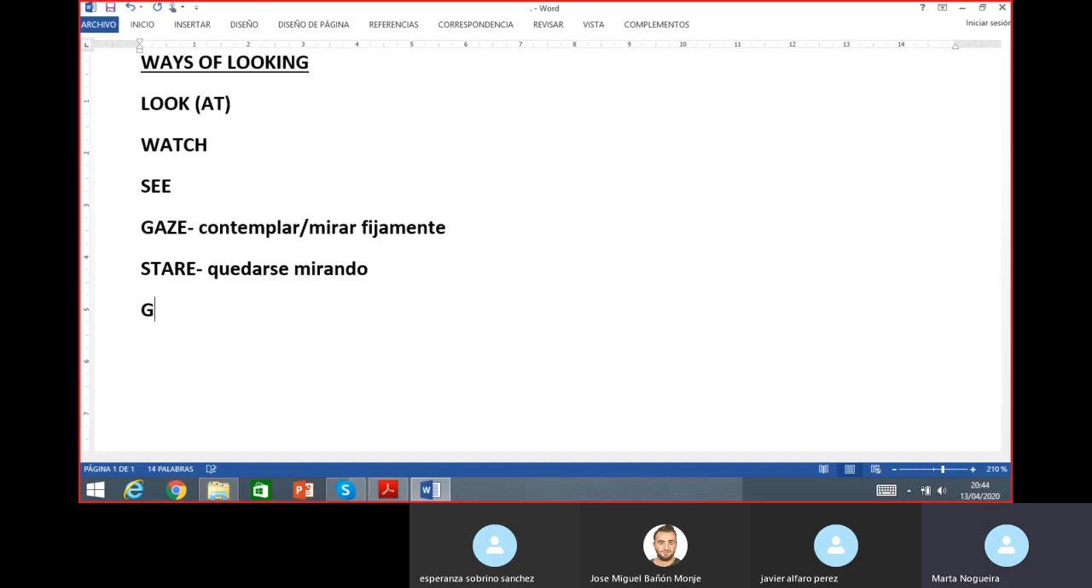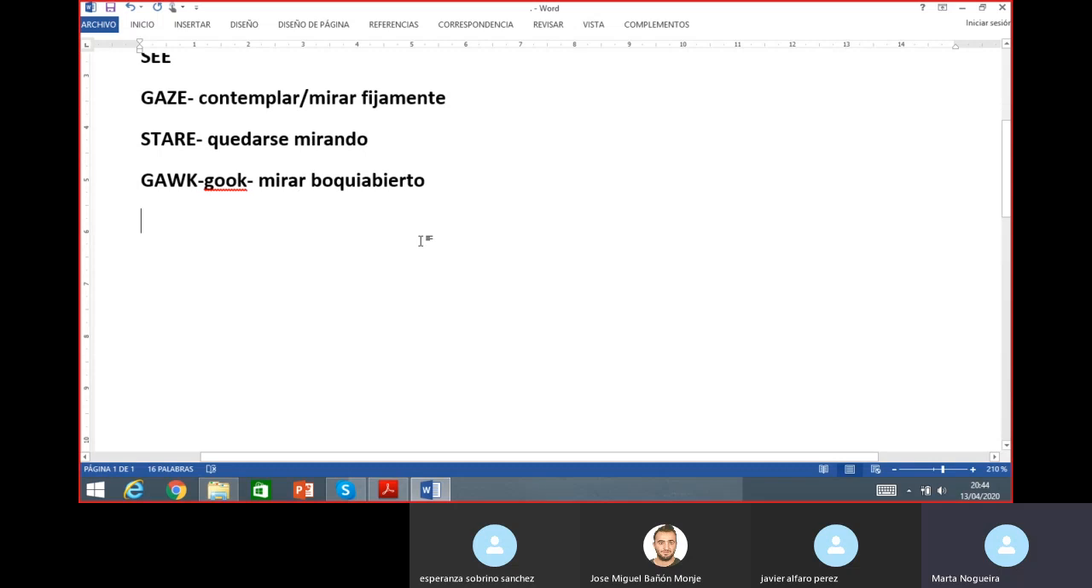Then we have gawk. Pay attention to the pronunciation, is gawk. Like gawk. Me he pasado de voz. Como si fuera así, ¿vale? Gawk. Como si fuera una O larga. Gawk. This is a stare impolitely. Es mirar boquiabierto, cuando te quedas mirando como un tonto embobado. Okay. To gawk. We have gop, we have gape, we have other verbs for mirar boquiabierto, but this is the most common.